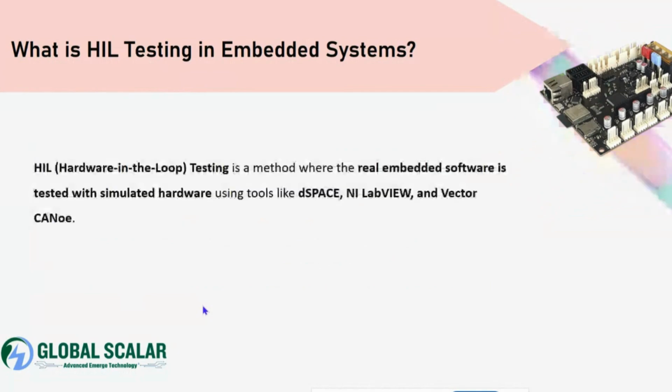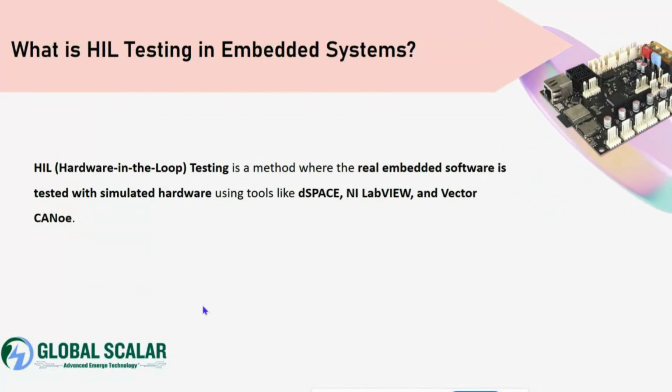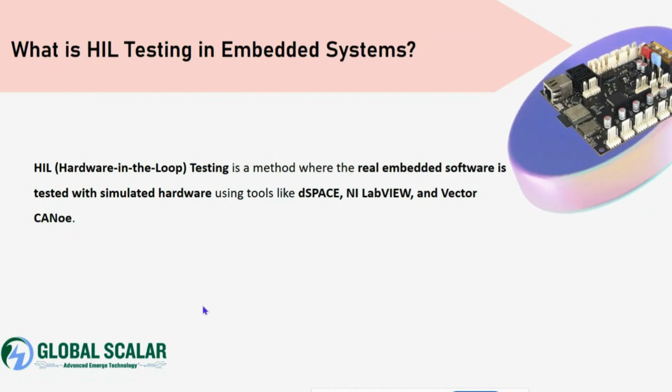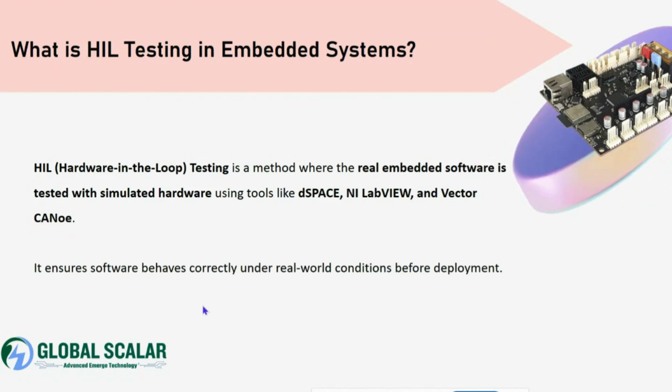What is HIL testing in embedded systems? HIL testing, hardware in loop testing, is a method where the real embedded software is tested with simulated hardware using tools like dSPACE, NI LabVIEW, and Vector CANoe. It ensures that the software behaves correctly under real-world conditions before deployment.